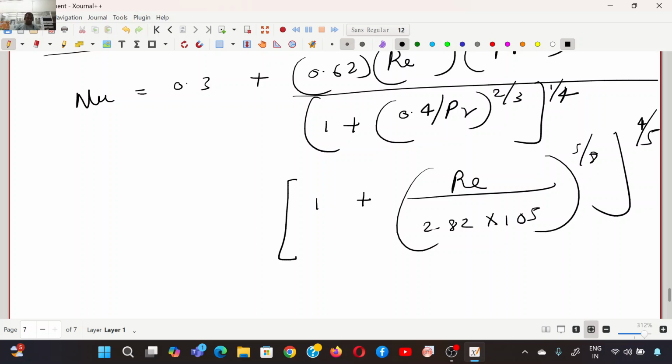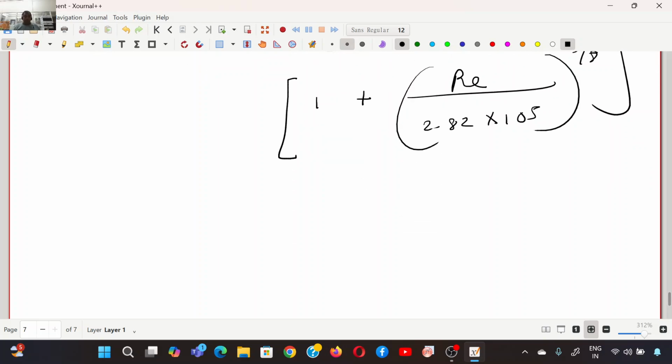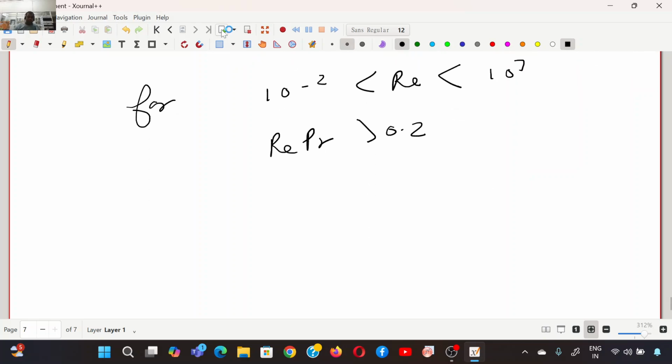Okay, this into this. And this holds true for Reynolds number falling in the range 0.01 to 10 to the power 7, and when Reynolds into Prandtl is greater than 0.2. So both conditions are satisfied here. So just in this big equation, you plug in all the values. I'm not going to do that. Do it in your own free time.